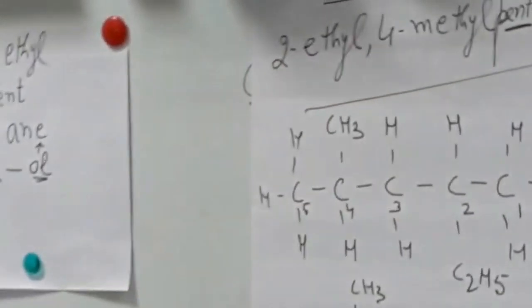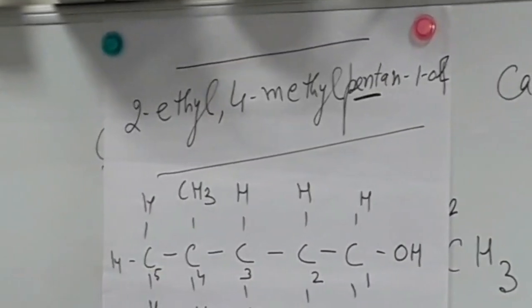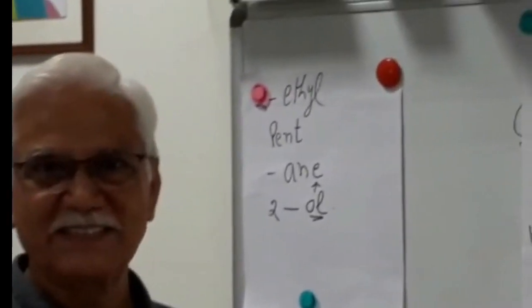Name is given, then first write the skeleton. First write the skeleton, number it. And according to the numbers, put the name. Am I clear? Or should I take one more example?